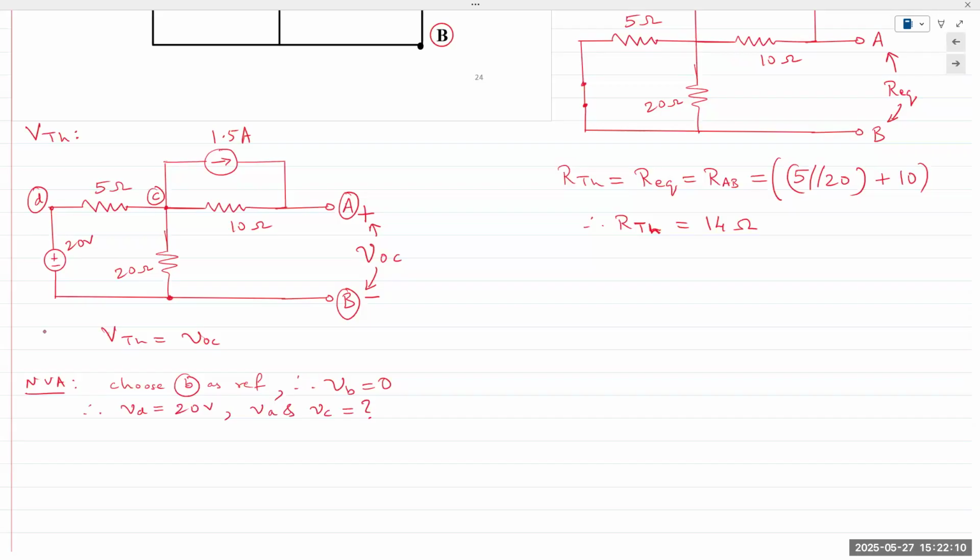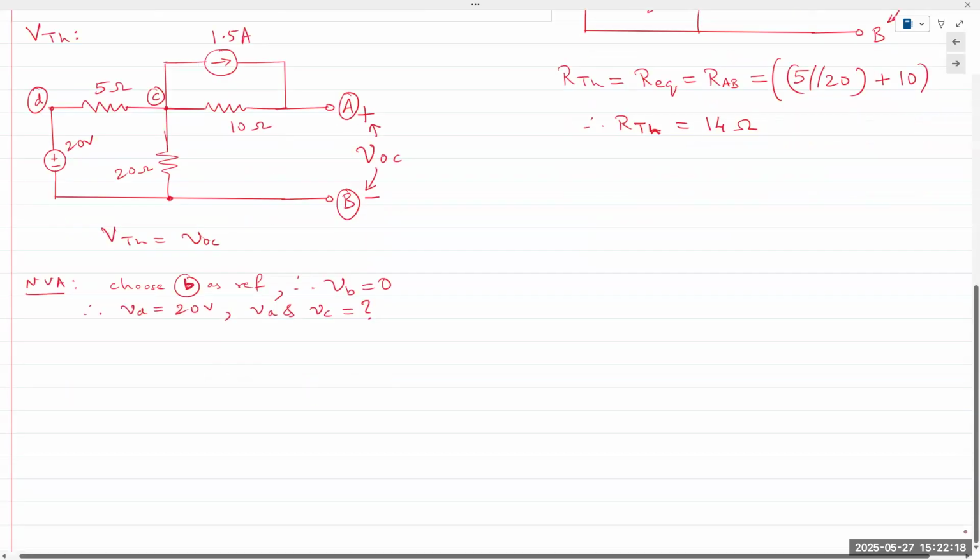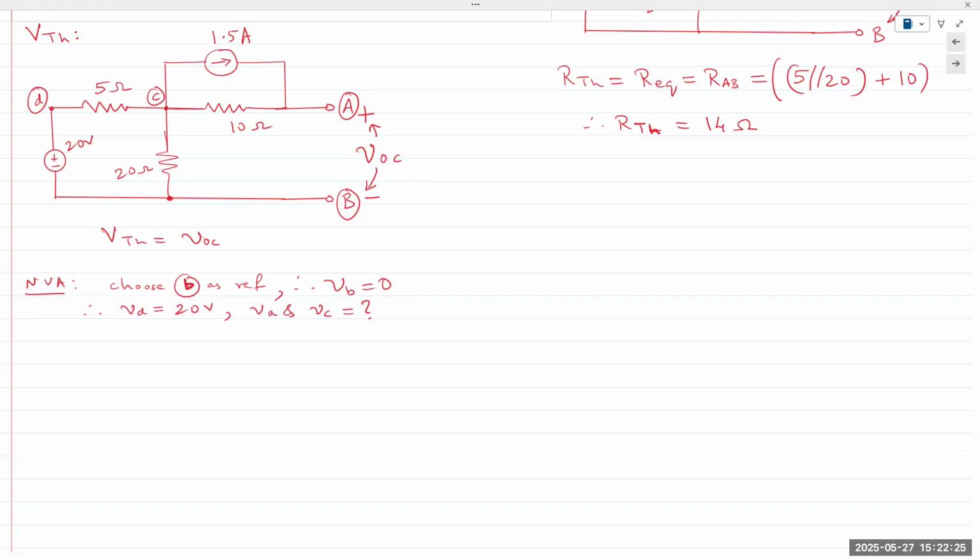And so we need 1, 2, 3, and 4. What do you think? 4 nodes, right? Any more or any less? Okay. All right. So VD is 20, VA and VC are unknowns.